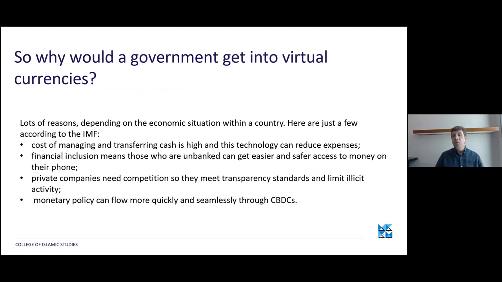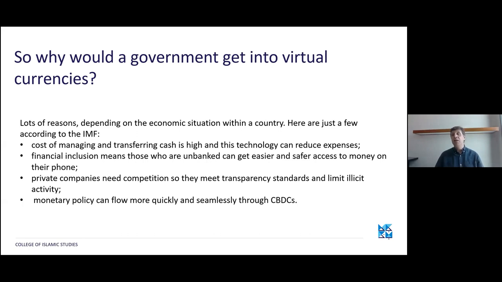So why would the government get into virtual currencies? That is the big question. Again, is it an opportunity or some sort of obligation? There are lots of reasons, depending on the economic situation within the country, but the IMF is listing the following ones. First of all, the cost of managing and transferring cash is quite expensive. So when you go digital, there is a kind of cost benefit. In terms of financial inclusion, central bank digital currencies are much better.